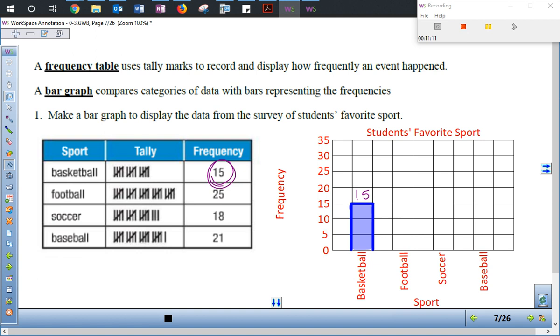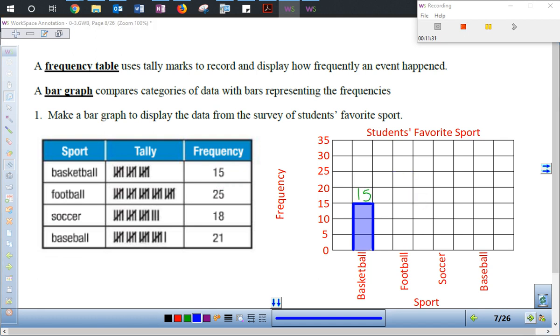Okay, next we can go to football. Football has a frequency of 25. So in the column for football, I'm going to find 25. I'm going to use my straight edge to draw the segment where it should be, and then use my straight edge to connect down on both sides. Then we can use our pencil or our highlighter to shade in. Either is fine with me. And finally, what we need to do is write the frequency on top of it. Again, feel free to pause the video if I'm going too fast.